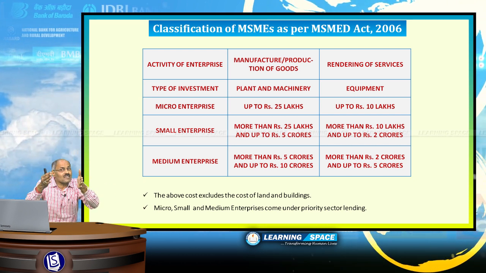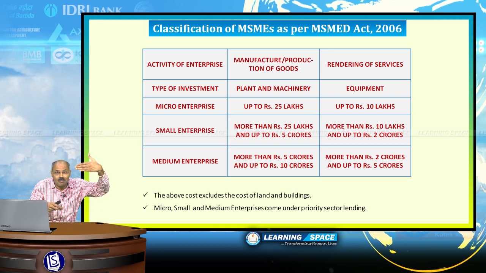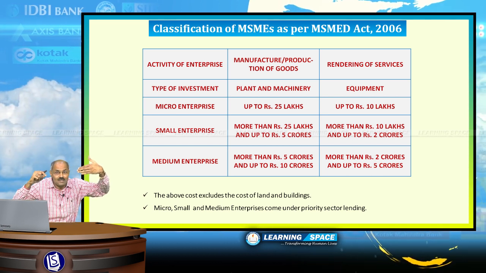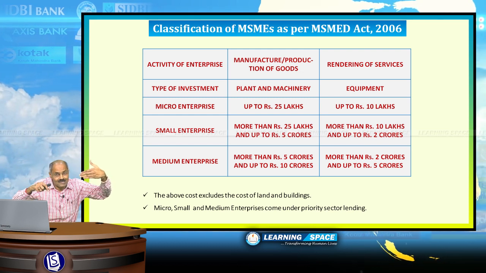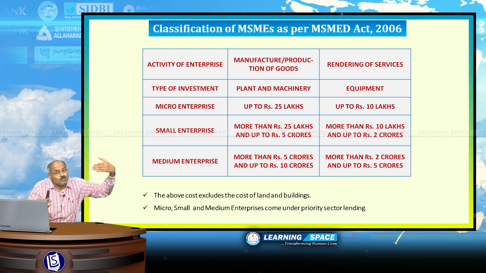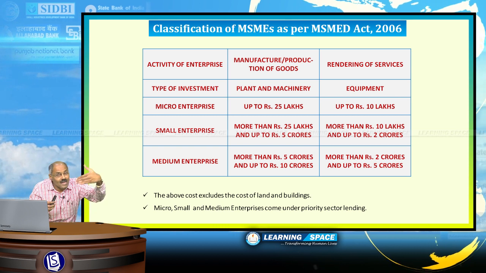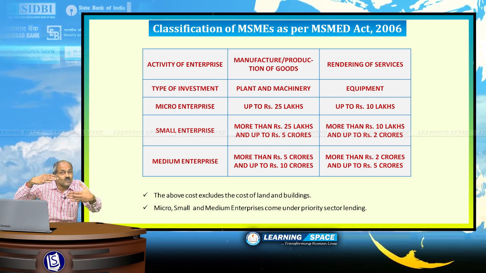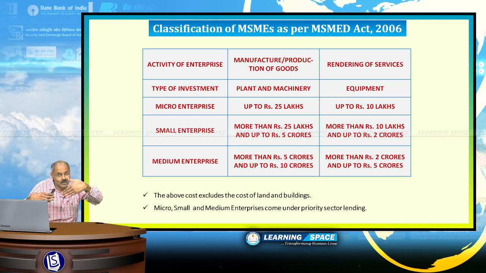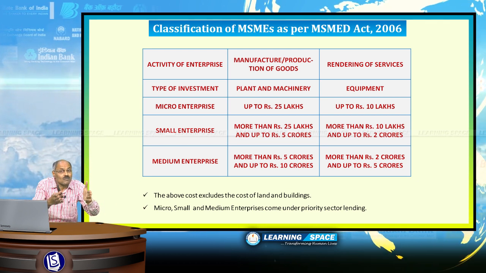If you look at the manufacturing or production of goods, the categorization is like this. Micro enterprises: investment in plant and machinery up to rupees 25 lakhs. If I want to produce this, I have to establish plant and machinery. That investment, if it is up to rupees 25 lakhs, is a micro enterprise. If the cost of plant and machinery is more than rupees 25 lakhs and up to rupees 5 crores, it is a small enterprise. And if the cost of plant and machinery is more than 5 crores and up to rupees 10 crores, it is a medium enterprise. This is as far as manufacture or production of goods is concerned.